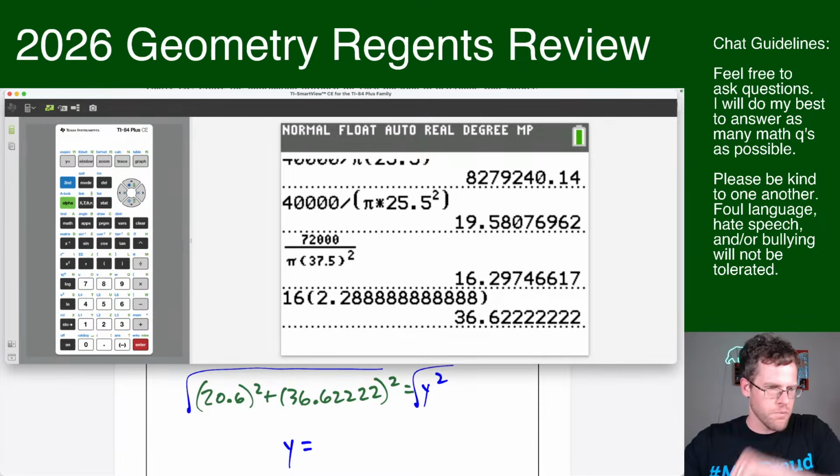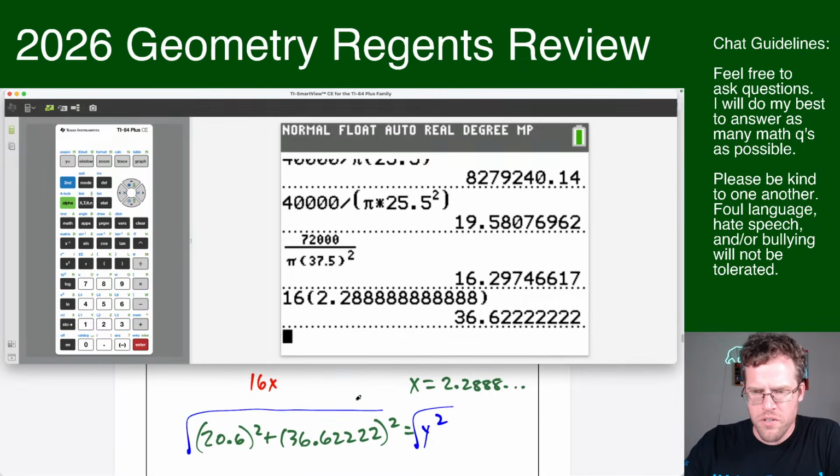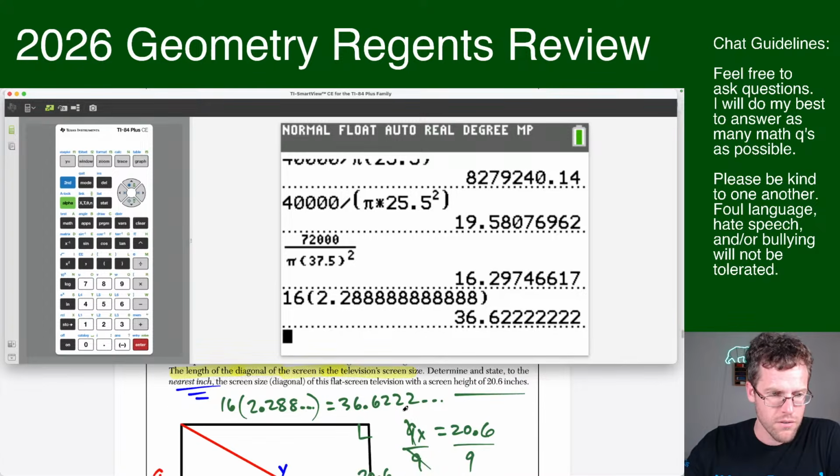Which question would you like explained more in depth here? Is there any trick for memorizing how to use triangle congruency proofs? All right. When I get to the triangle proof, I'll go into how I know which one. Where did 20.6 come from? Oh, they gave us that. They said determine and state to the nearest inch the screen size diagonal with a screen height of 20.6.